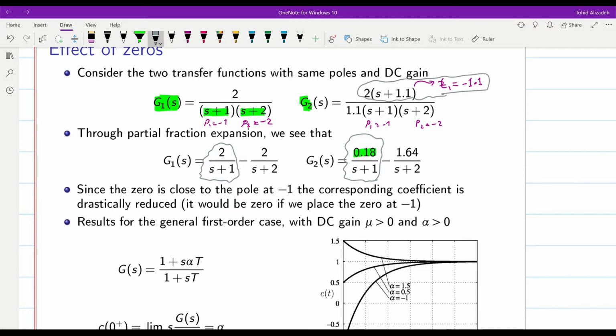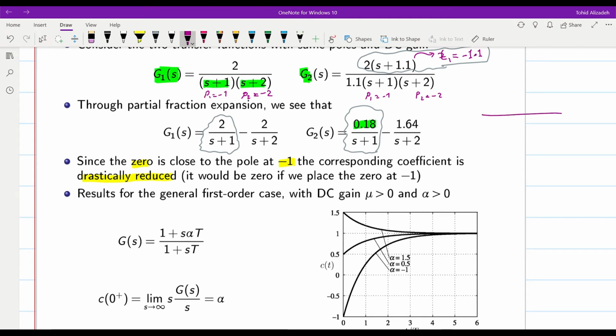So when a zero is placed near a pole, that zero will significantly decrease the effect of that pole in terms of the response of the system. If we place the zero and the pole at the same location, then the zero will cancel the effect of the pole completely. Just keep in mind that this happens for the stable poles, okay? So since we had a zero close to the pole at -1, the corresponding coefficient is drastically reduced. If you had put it exactly at -1, then the effect of that pole would be completely cancelled and the coefficient would be equal to 0 indeed.